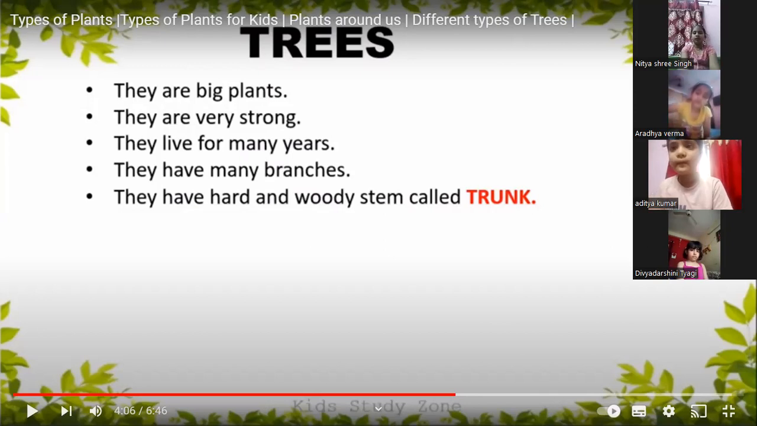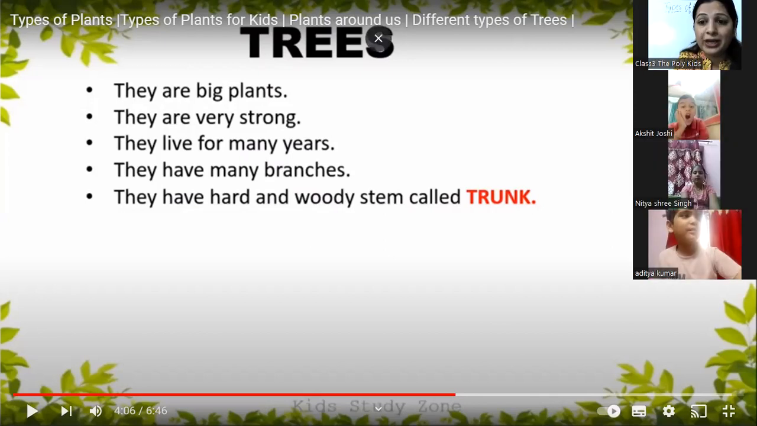Yes, these are trees. Now how will you define trees? Trees are very big plants. Okay, trees are big plants. They are very strong. They have so many branches and their stem is very hard and woody and it is called the trunk.